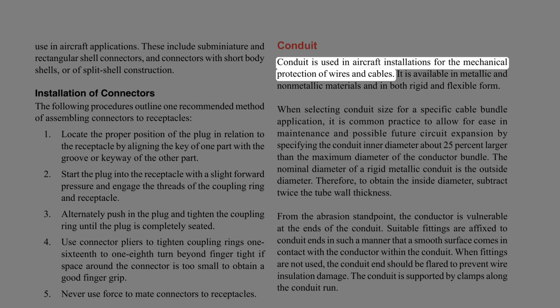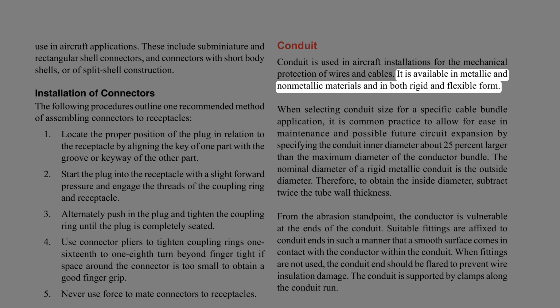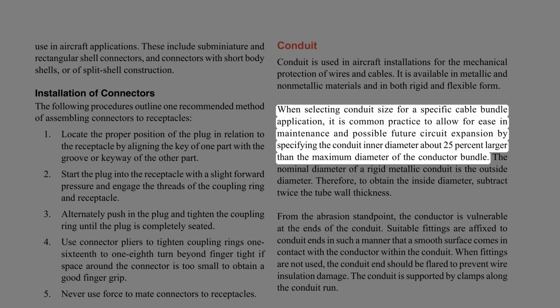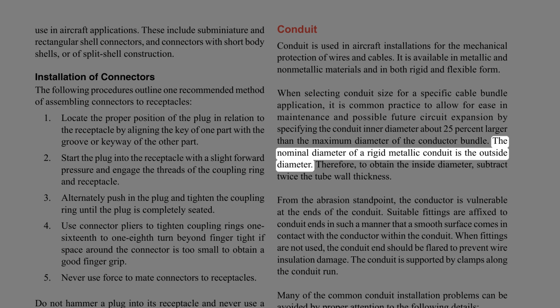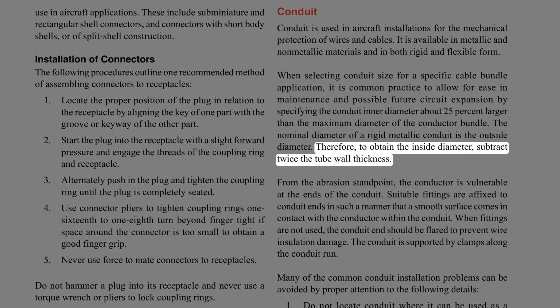Conduit. Conduit is used in aircraft installations for the mechanical protection of wires and cables. It is available in metallic and non-metallic materials and in both rigid and flexible form. When selecting conduit size for a specific cable bundle application, it is common practice to allow for ease in maintenance and possible future circuit expansion by specifying the conduit inner diameter about 25% larger than the maximum diameter of the conductor bundle. The nominal diameter of a rigid metallic conduit is the outside diameter. Therefore, to obtain the inside diameter, subtract twice the tube wall thickness.